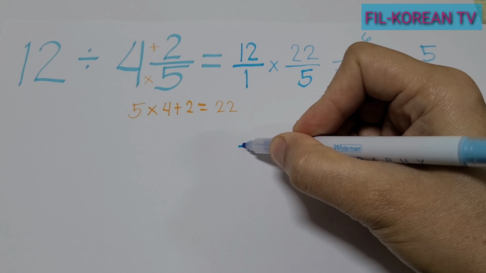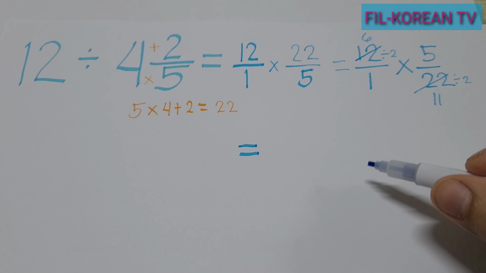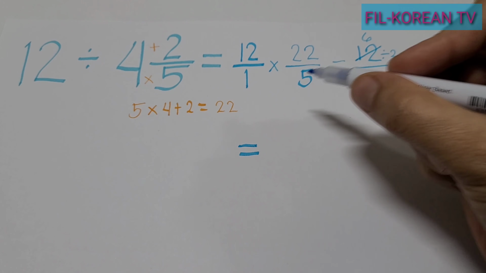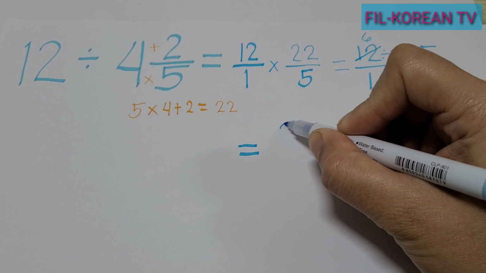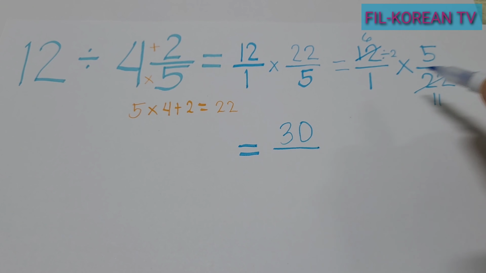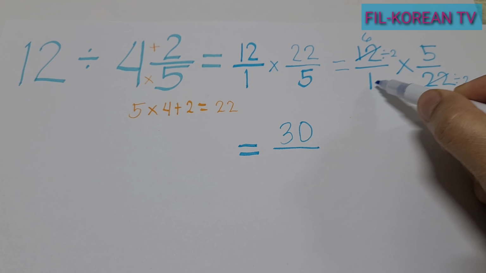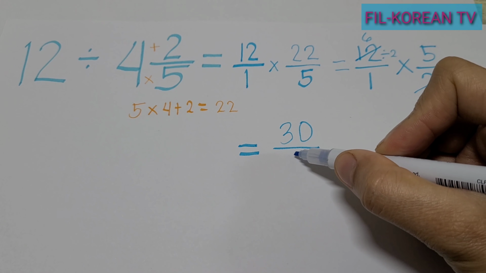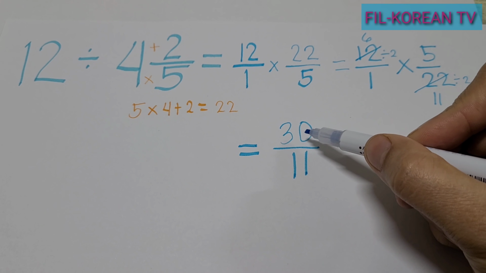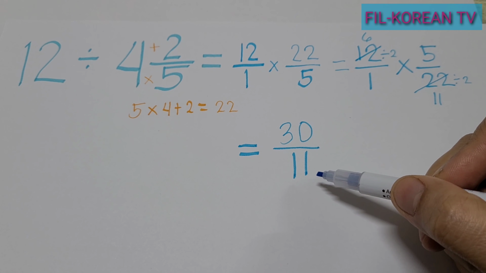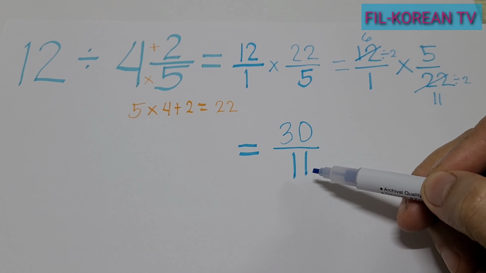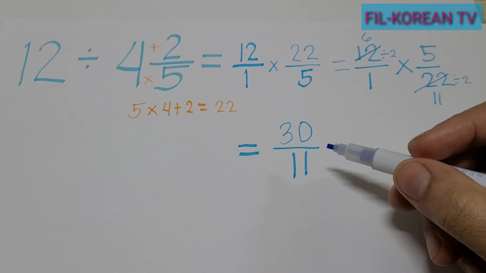Next, i-multiply na natin. 6 times 5 equals 30. Multiply the denominators. 1 times 11 equals 11. Okay, the answer is 30/11. Improper fraction ito. Mataas yung numerator sa denominator. Kaya kailangan natin itong isimplify.